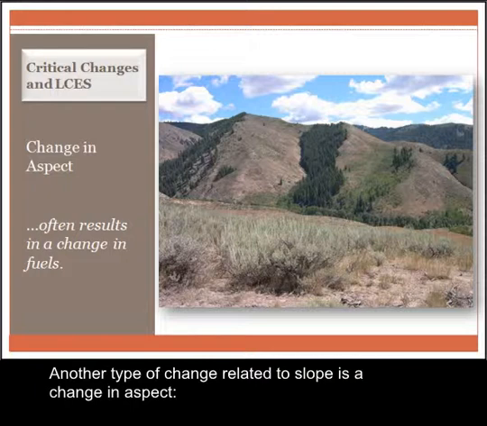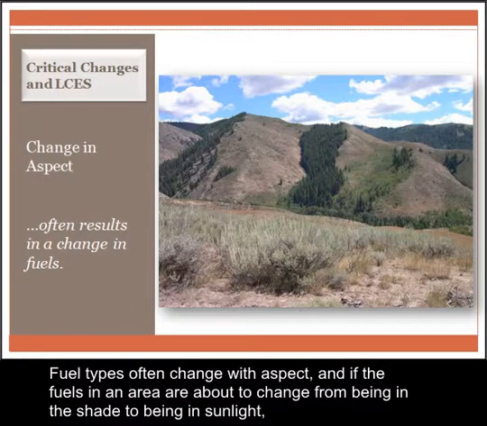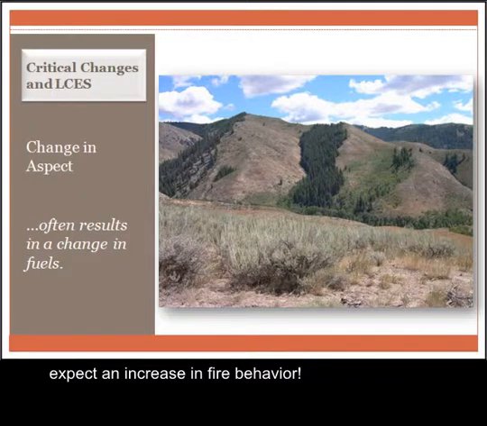Another type of change related to slope is a change in aspect. The fire may move from a sunny south-facing slope with light fuels to a shadier east slope with heavier fuels. Fuel types often change with aspect, and if the fuels in an area are about to change from being in the shade to being in sunlight, expect an increase in fire behavior.